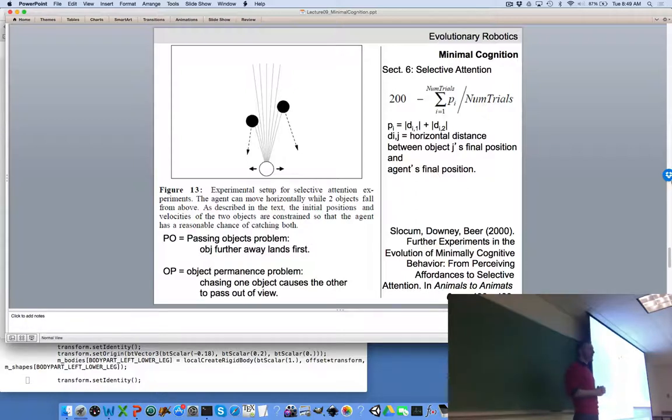The robot is somehow going to have to attend to position, relative velocity, height, its own position, and so on. There are a lot of factors here for a robot to juggle. There's also the object permanence problem, which we've already seen. As you chase after one of the objects, the second object may pass outside your field of view, and you're going to have to remember roughly where that object is so you can head back and find it again after you've caught the first one. Okay.